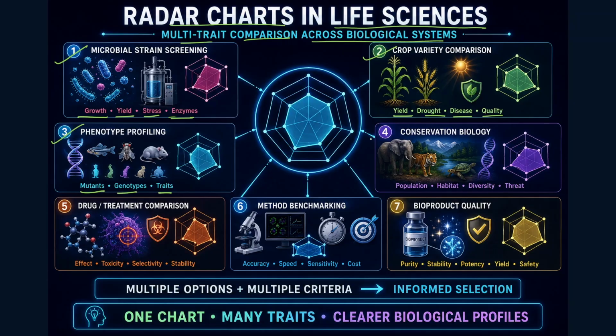In conservation biology, they summarize population, habitat, diversity, and traits. For drugs or treatments, they can compare effects, toxicity, selectivity, and stability. They are also useful for benchmarking laboratory methods through accuracy, speed, sensitivity, and cost. Finally, bioproduct quality can be compared using purity, stability, potency, yield, and safety. In every example, we have multiple options and multiple criteria. A radar chart brings these measurements into one figure and helps us see the overall profile clearly. So, one chart can display many traits and support an informed biological selection.